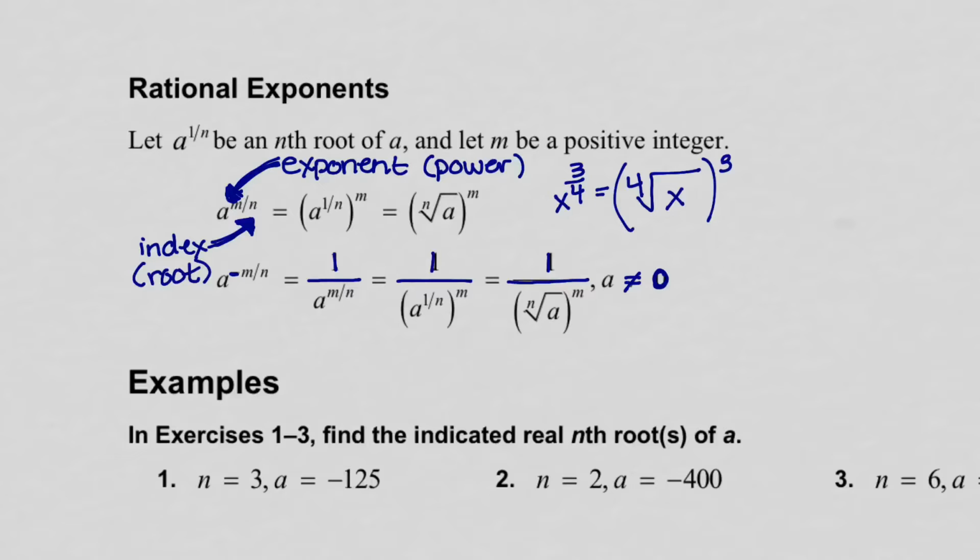So for an example of that, let's just say we do x, and this time we make it to the negative 3/4 as our exponent. Well, what do we have for our root? Well, our root is still the same thing. It's still 4. We still have that same base of x. And our power is still 3. But that negative has now said that we need to make sure that we're going underneath 1.